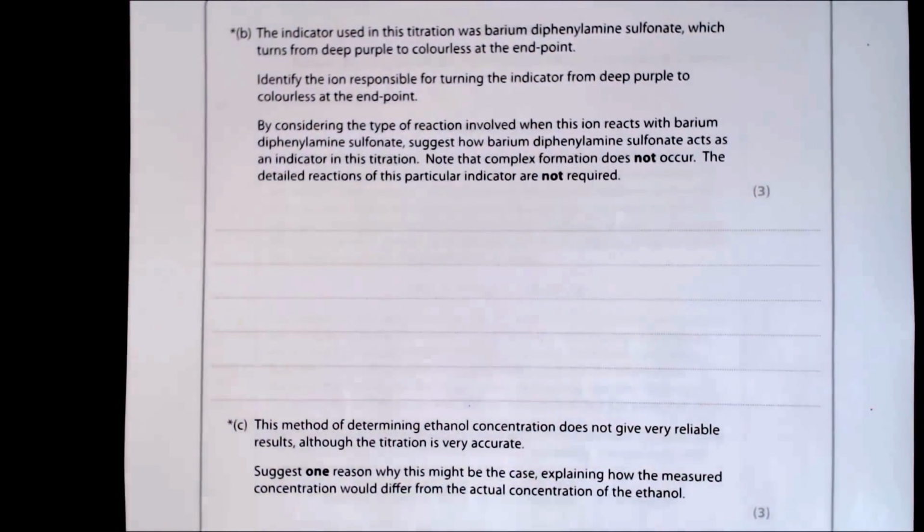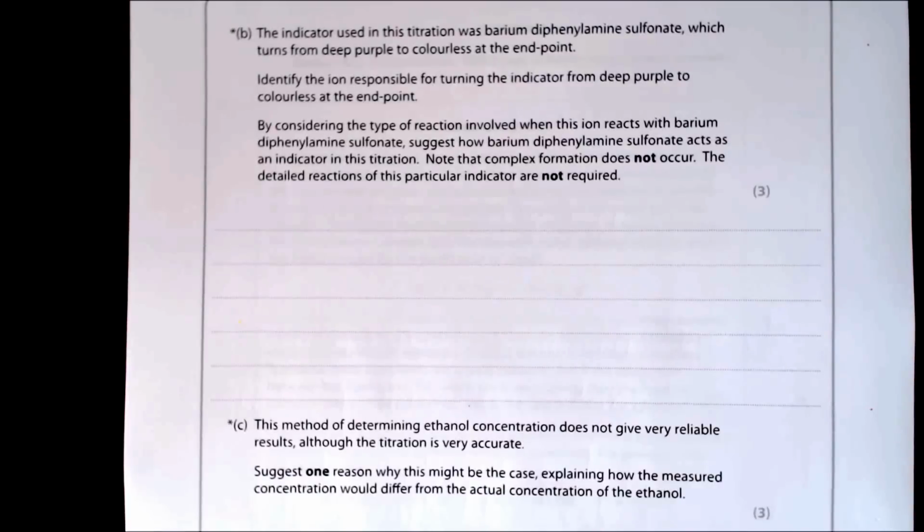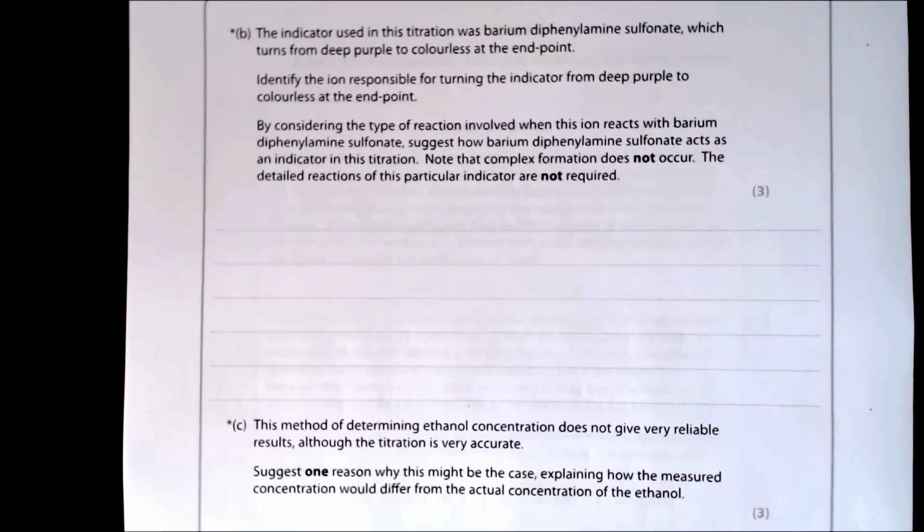Alright, okay, so it says the indicator used in this titration was barium diphenylamine sulfonate. Wow. Okay, so this turns from deep purple to colourless at the end point. Identify the ion responsible for turning the indicator from deep purple to colourless at the end point. By considering the type of reaction involved when this ion reacts with barium diphenylamine sulfonate, suggest how barium diphenylamine sulfonate acts as an indicator in this titration. Note that complex formation does not occur, and the detailed reactions of this particular indicator are not required.